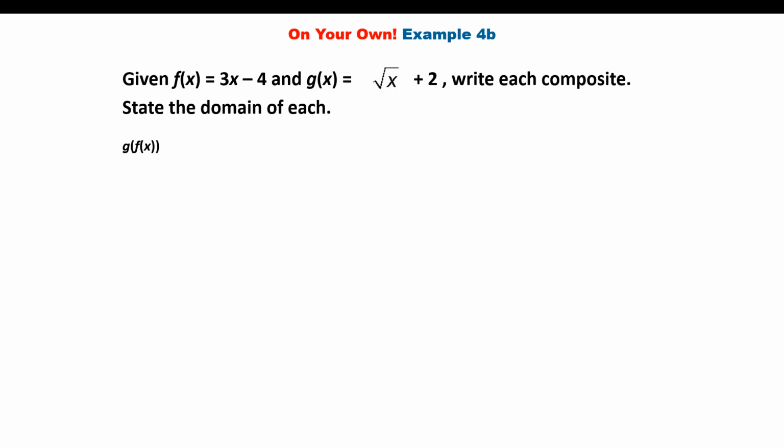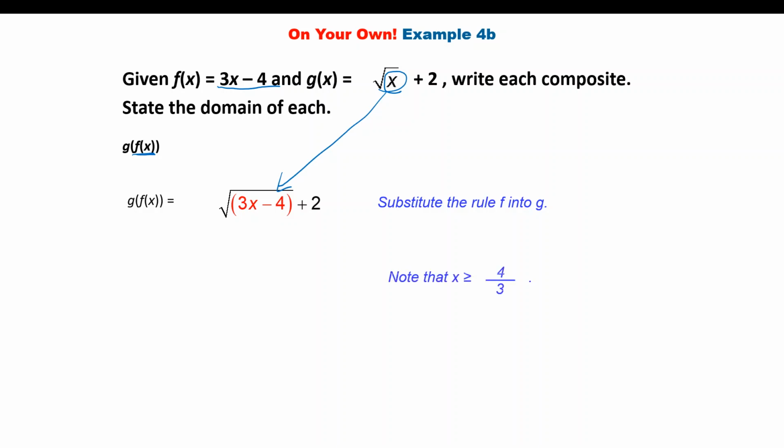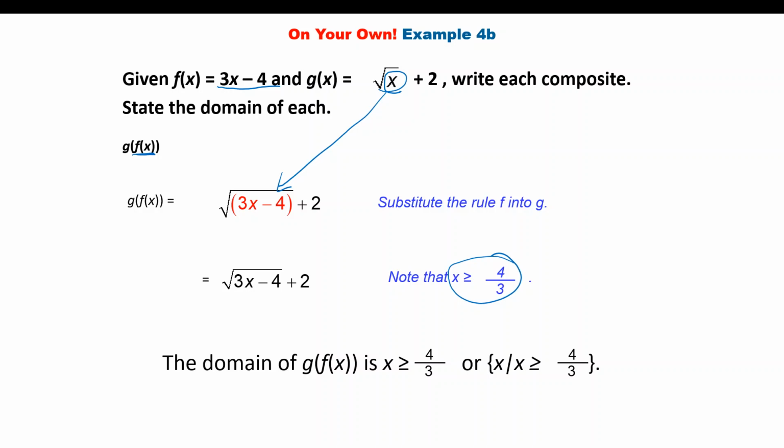All right, this time it says we're going to find g of f of x. So this time we're going to say g of 3x minus 4, and everywhere that we see an x, we're going to have to replace it with the 3x minus 4. All right, so once we replace that, we also take note that x has to be greater than or equal to 4 over 3. Otherwise, it becomes imaginary or undefined. And multiplying that on out, there we go. And so you're finished already. So the domain of g of f of x is x greater than or equal to 4 over 3. You could write it either way, it's fine.